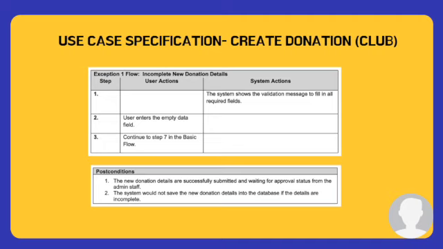So there are post conditions in this use case specification. The new donation details are successfully submitted, and it has to wait for approval status from the admin staff. And the second one, the system will not save the new donation details into the database, even though they click the submit button, if the details are incomplete.